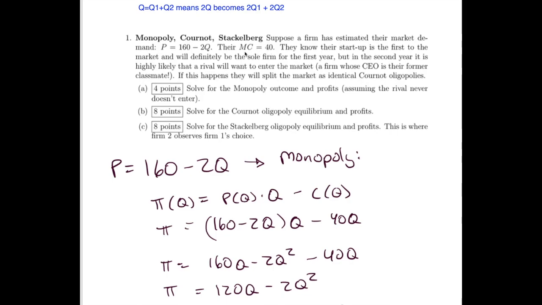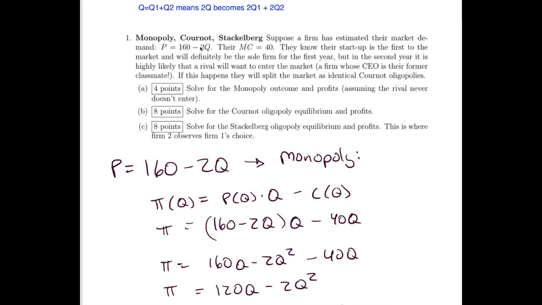Okay, so the first thing we want to do is solve for the monopoly outcome and profits. And so I've got this here. Oh, sorry, I said I'd say something about this. So here we have price is equal to 160 minus 2Q. This is the market demand curve, right? So I'm using this for the monopoly. This is also the market demand curve faced by our Cournot and our Stackelberg firms.